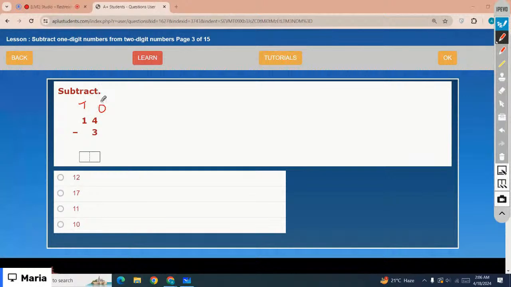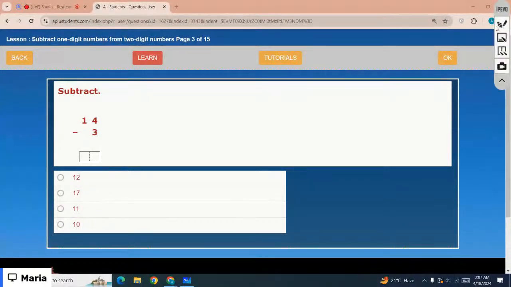4 take away 3 equals 1. You don't have any digit right below 1, so just keep it here. So 14 take away 3 is 11. Answer the question I am asking. You are supposed to learn, so please focus on the learning. 14 take away 3 is 11.